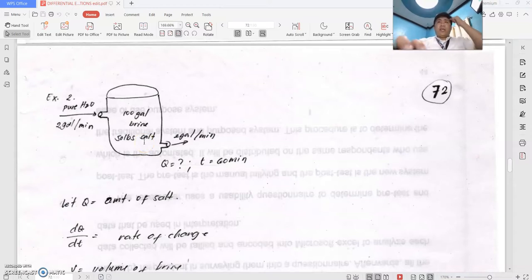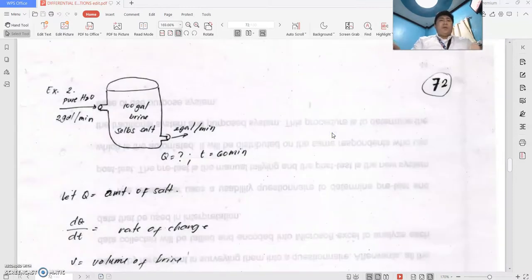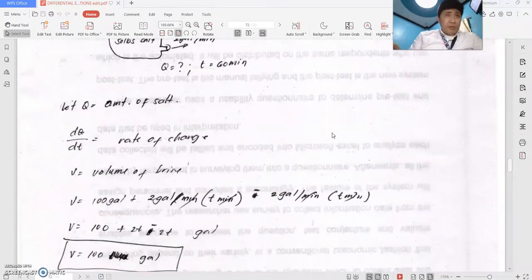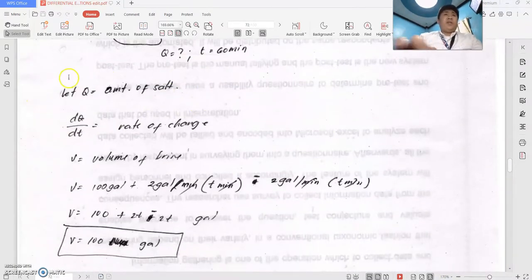Sorry guys, I cannot write with my pen for a reason, na nay problem akong pen, nakapila ko og record of video. So that's why I've written it here. Pareha naman po. Okay. So from here, the first thing you will do is let your variables. The first one is Q, which is the amount of salt, since the salt is the one we are talking about at any time t.